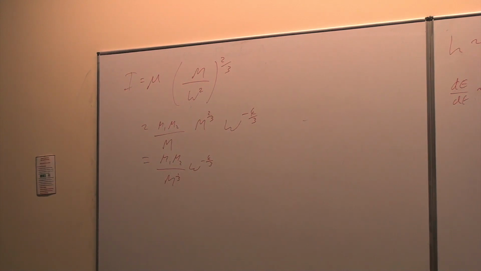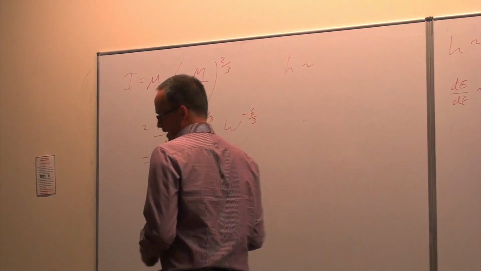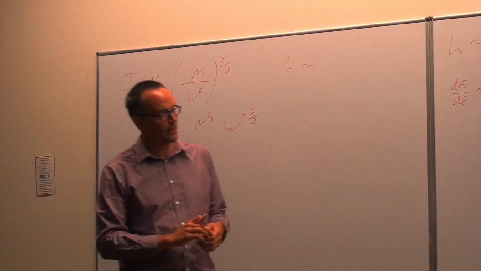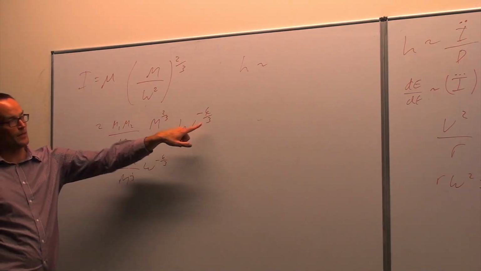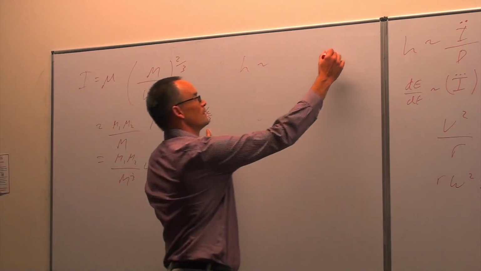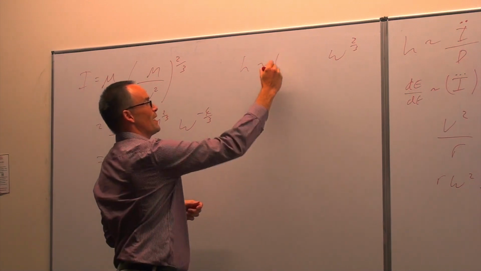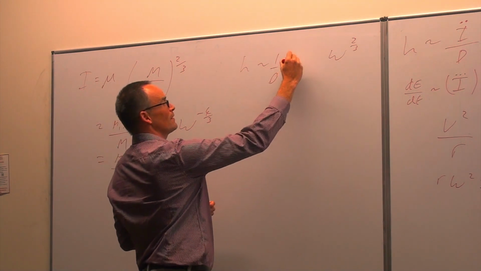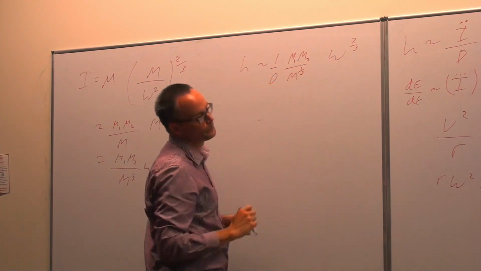The scaling of h goes like I double dot over d, and so that second derivative brings down two factors of omega, so it goes from omega to the minus 4/3 to omega to the plus 2/3, and the mass factor remains the same. It's this m1 m2 over m to the 1/3.